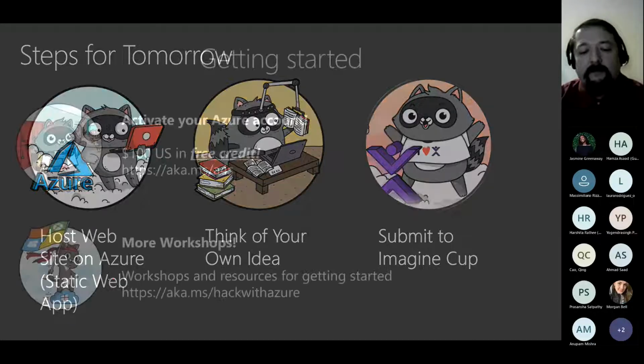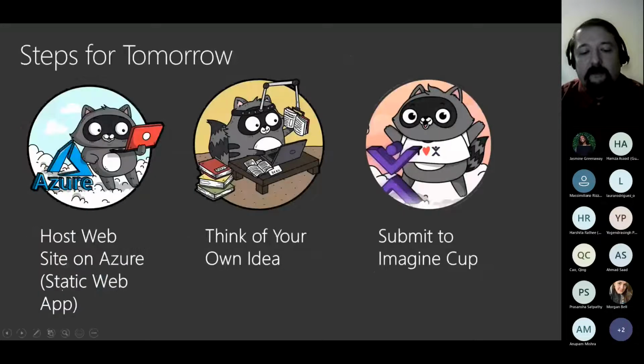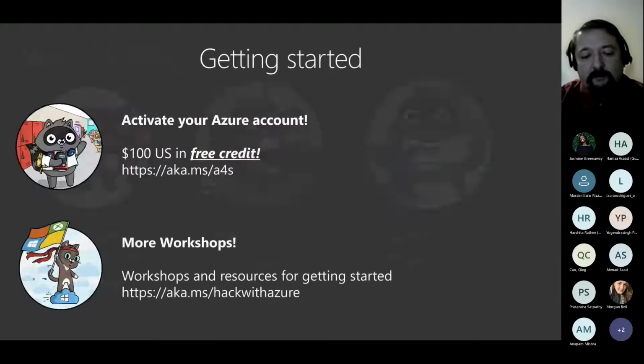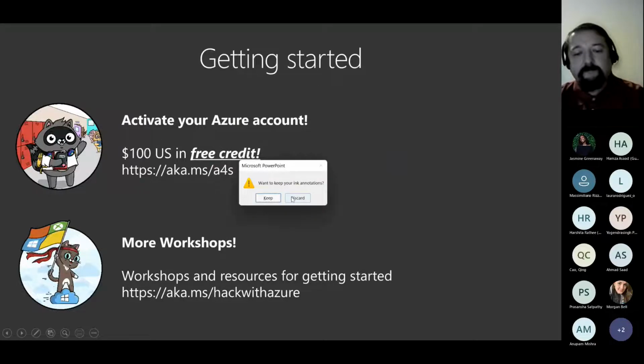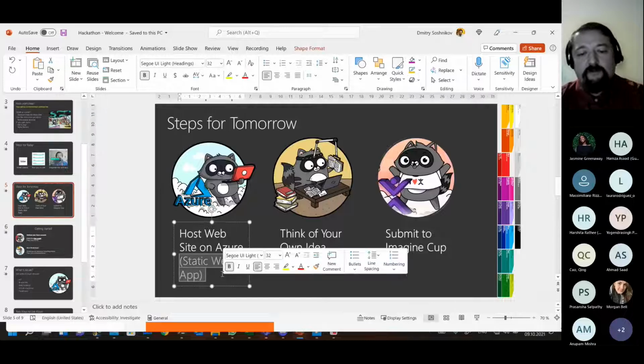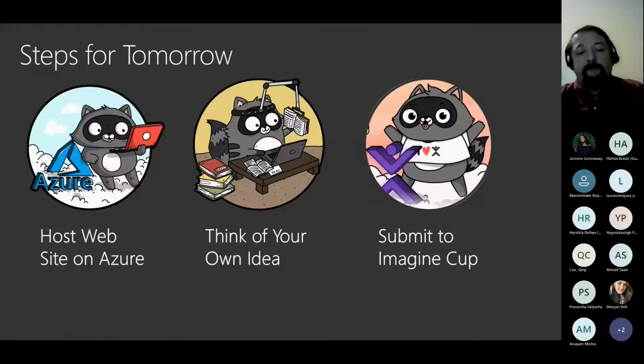So first of all, you can host this application in Azure. Sorry, I want to cross out the static web app, because you cannot host it in a static web app, because it's not static, it's not JS. So you can host this application in Azure so that it's not running on your computer, it's available somewhere on the internet. That is something where you will start needing our Microsoft Cloud. Then think of your own idea and submit it to Imagine Cup.